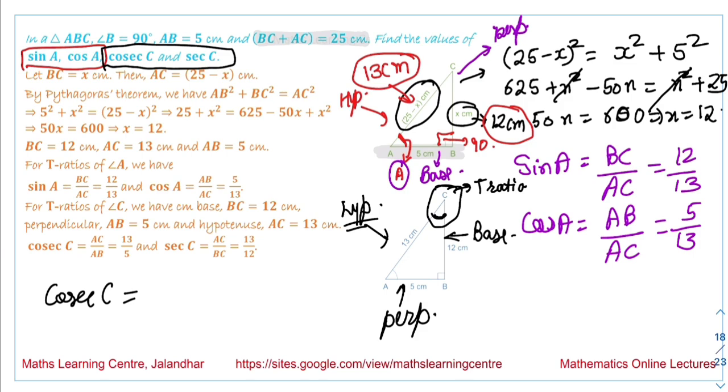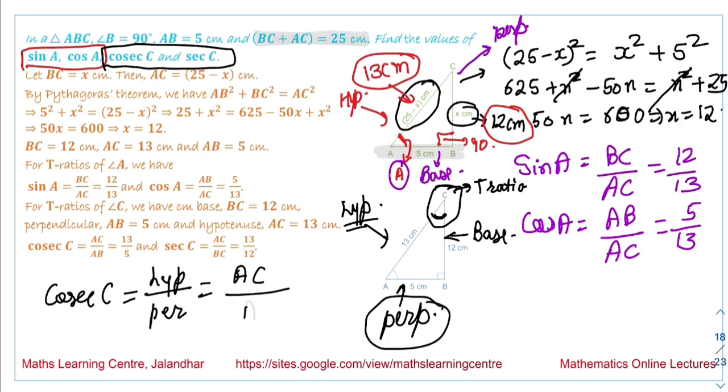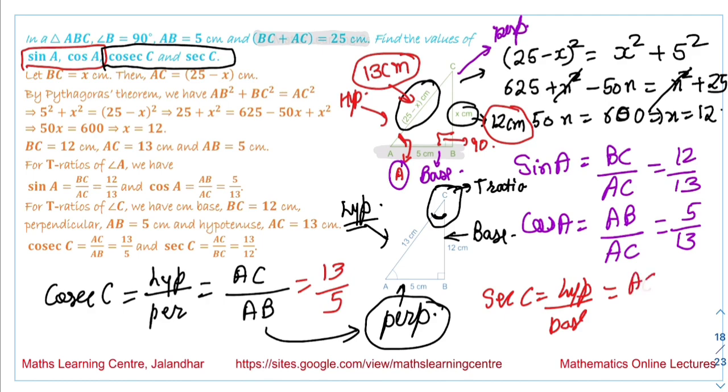So the value of cosecant C: we know that cosecant is the opposite of sine, so its formula is hypotenuse over perpendicular. So it is AC over the perpendicular, which in this case is AB. So the answer we will get is 13 over 5. Similarly, secant C will be hypotenuse over base, that is AC over BC. The base in this case is BC. So the answer we will get is 13 over 12. So these are the required values.